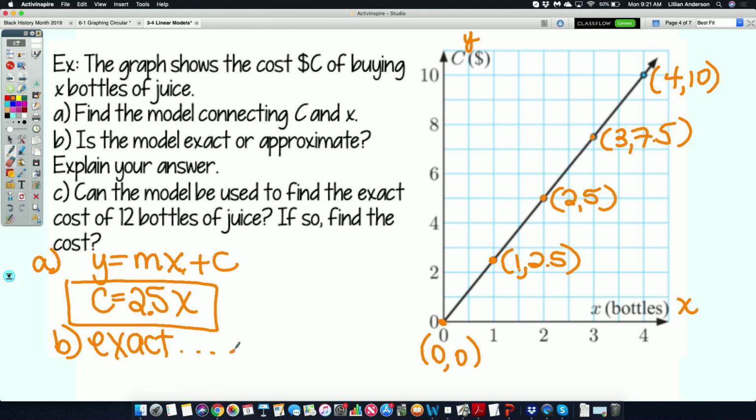Now, because it's exact and we know it's going to continue to increase in that same fashion, we can use the model to find the exact cost of 12 bottles of juice. So what are we going to do? Plug in 12 for X into our model. What's 12 times 2.5? $30. Make sure you don't forget your units. And so yes, we can use the model because this model is an exact model for this linear situation.